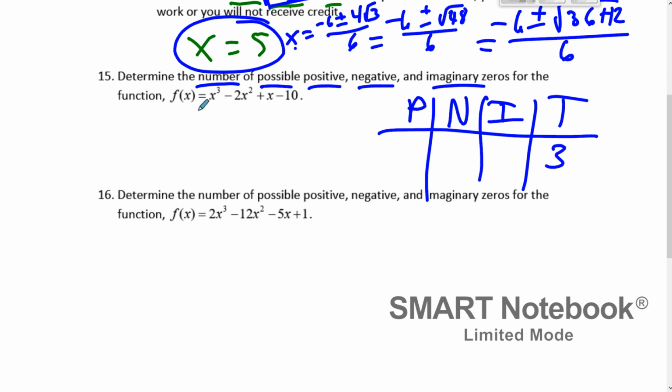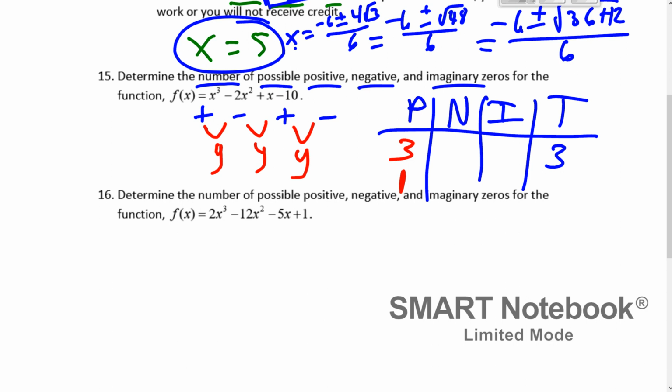Now I count my sign changes. This is a positive, this is a negative, this is a positive, this is a negative. So I count my sign changes. 1. Yes, it's a sign change. Yes, it's a sign change. Yes, it's a sign change. So that's 3. So it goes 3, then it drops down by 2, 1, and I can't drop down anymore. So I continually drop down by 2 until I get to either 1 or 0.